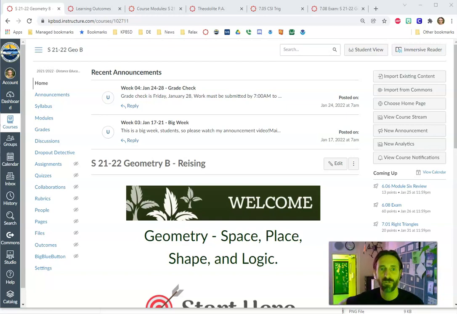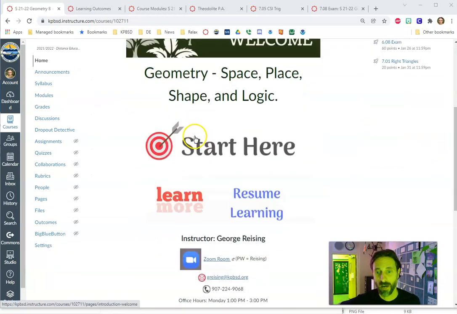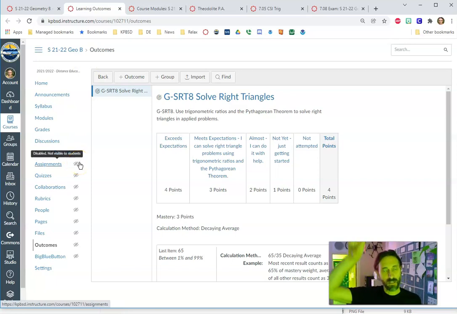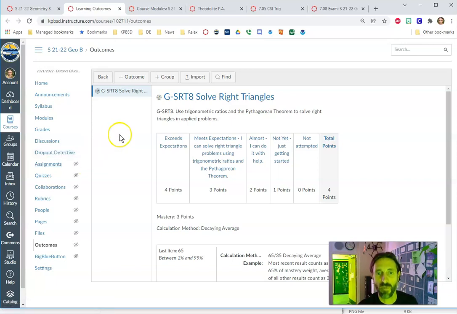My short video here is about how I've incorporated outcomes and rubrics into a geometry course. So just a quick overview. This is an active geometry course, and specifically in mathematics there are tons of math standards. They're very specific. There's a lot of them, maybe 100 or more. And in this unit on trigonometry and solving right triangles, I've taken the standard: use trig ratios and the Pythagorean theorem to solve triangles in applied problems.